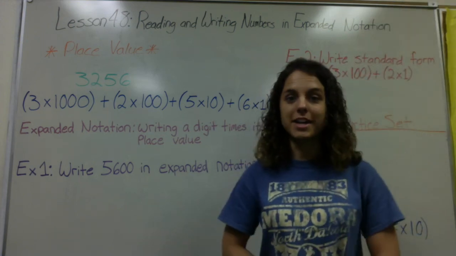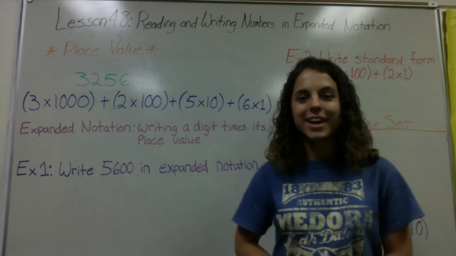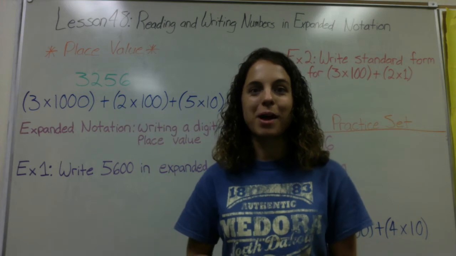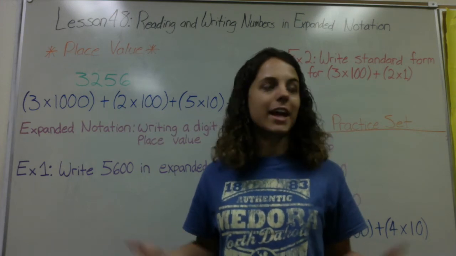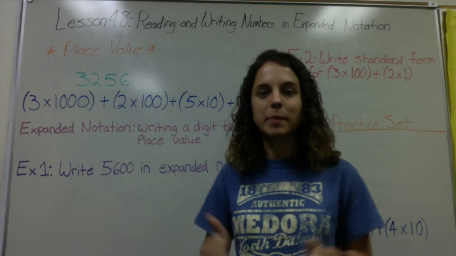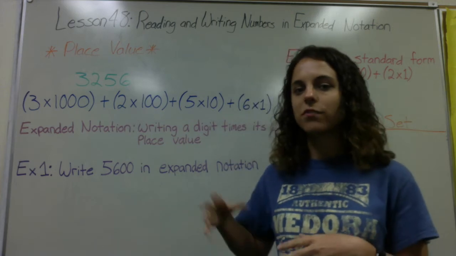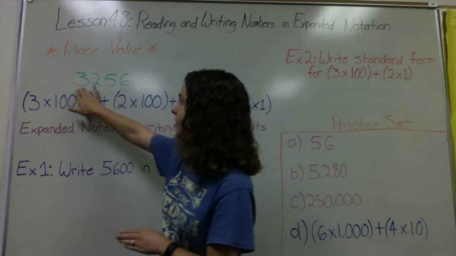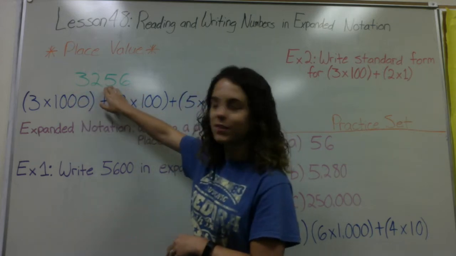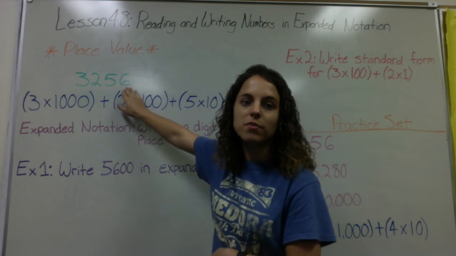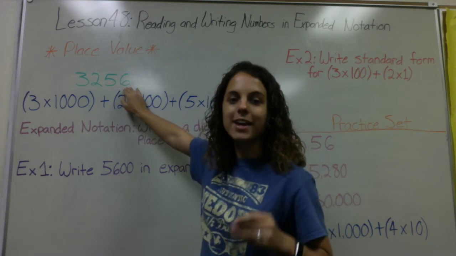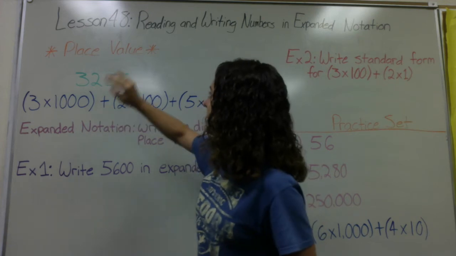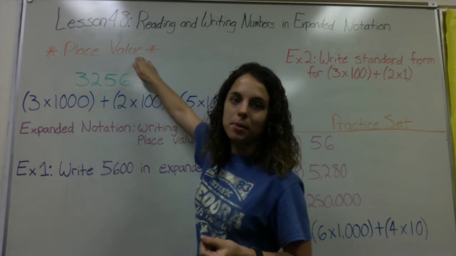This is called Reading and Writing Numbers in Expanded Notation. Now, in fourth grade, you probably learned expanded form. And if you haven't, that's okay because we're learning expanded notation at this point. Expanded form would break a number like this up into 3,000 plus 200 plus 50 plus 6. So some of you may recognize that, or that may ring a bell as far as what you remember learning. But expanded notation is all about place value.